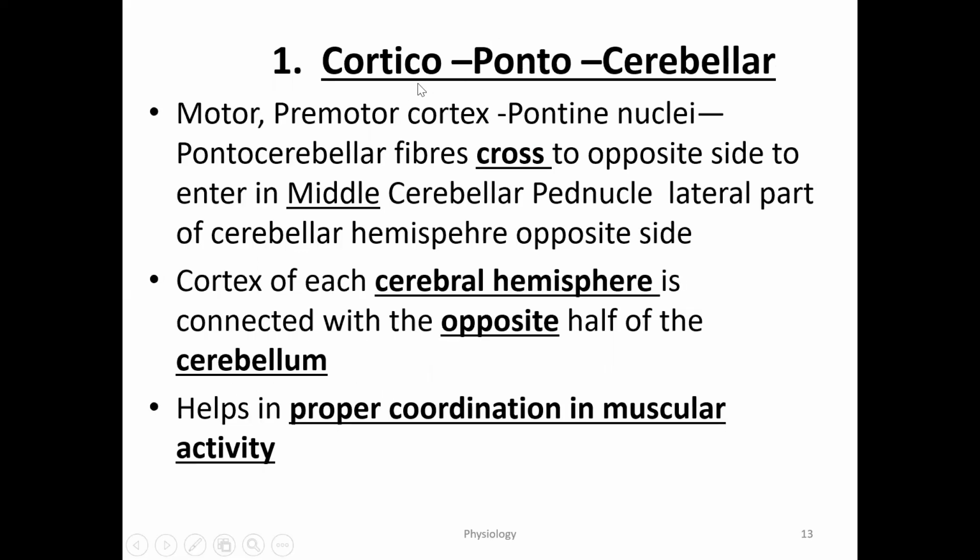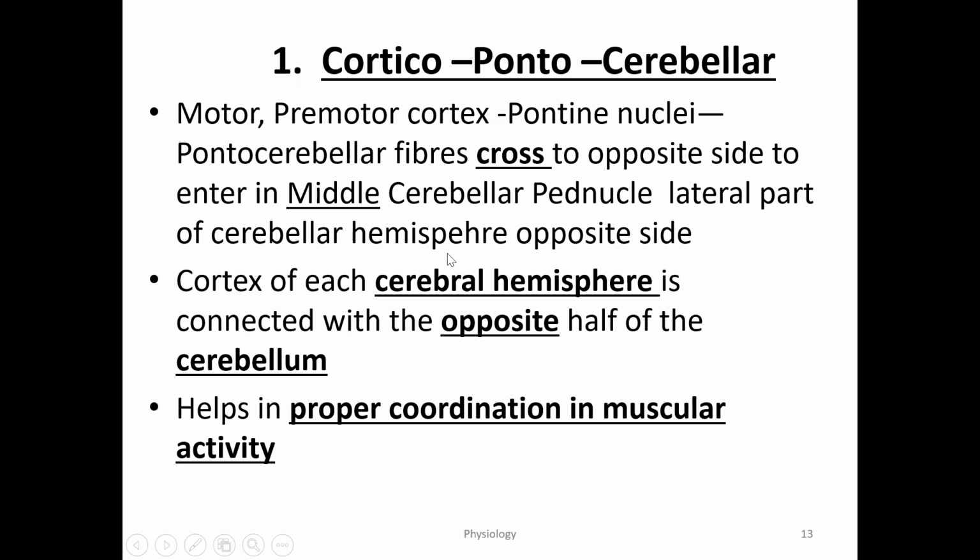What are the afferents? Corticopontine, the name itself says cortex. Which cortex? Mainly the motor cortex and premotor cortex. They enter into the pontine group of nuclei and they cross immediately toward the opposite side and enter into the middle cerebellar peduncle, and they go to the lateral part of the cerebellar hemisphere.